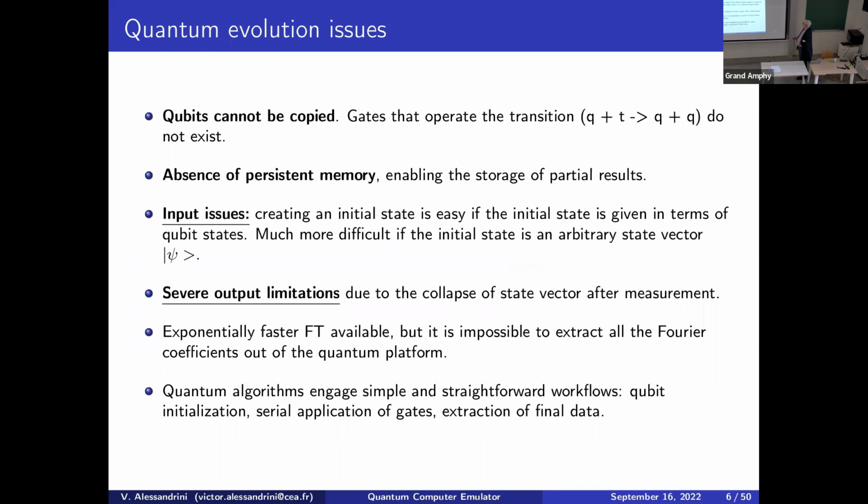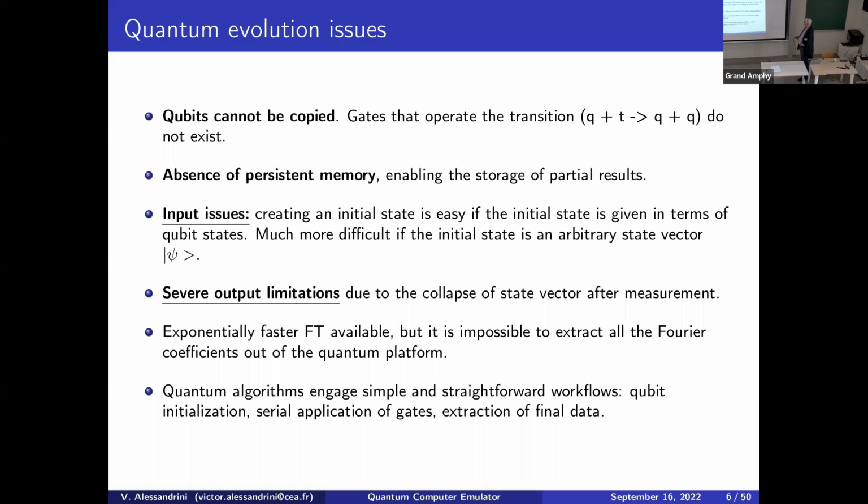Remember that there are a few constraints on quantum emulation. The qubit cannot be copied because there is no unitary gate that provokes this transition. We don't have any persistent memory, so you cannot store partial results. We have input issues because creating an initial state is easy if the initial state is given in terms of qubit states, but it's much more difficult if you have a classical vector and you have to make a quantum vector which has exactly the same components. This is the so-called data input, data load problem.